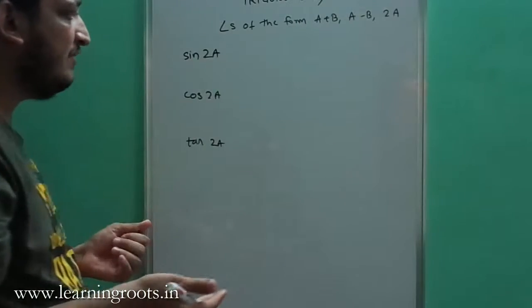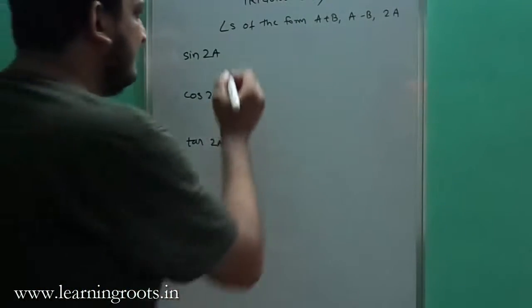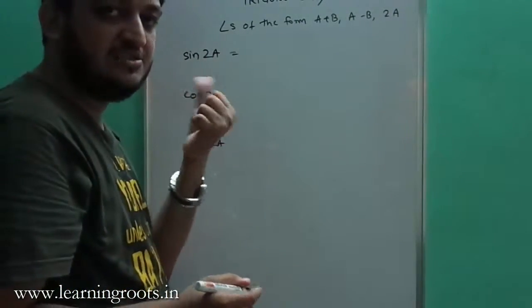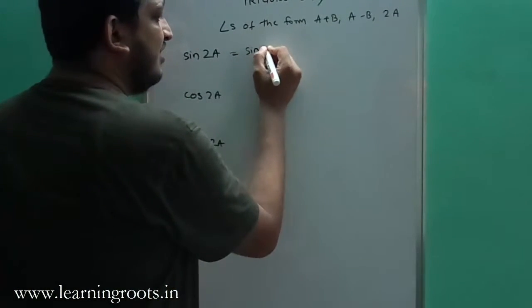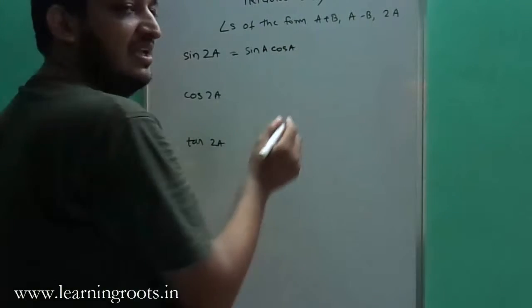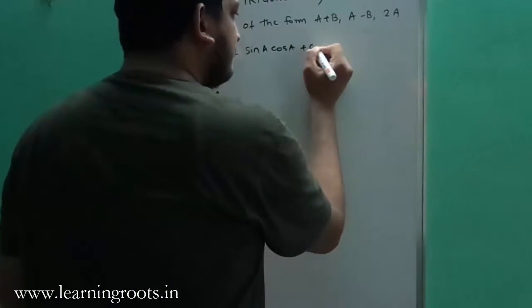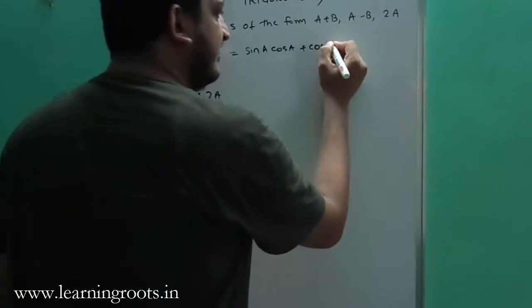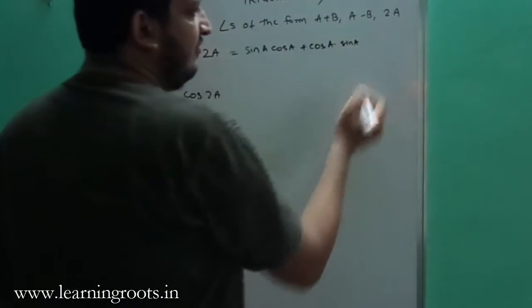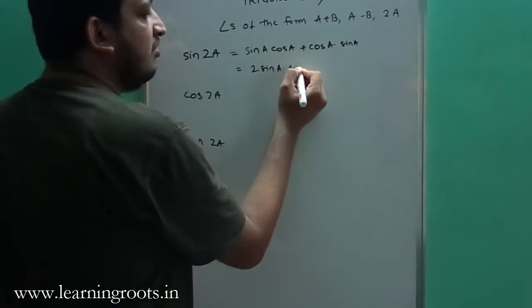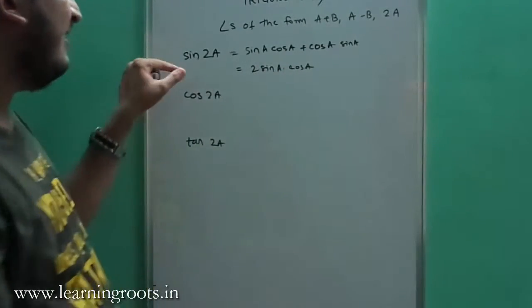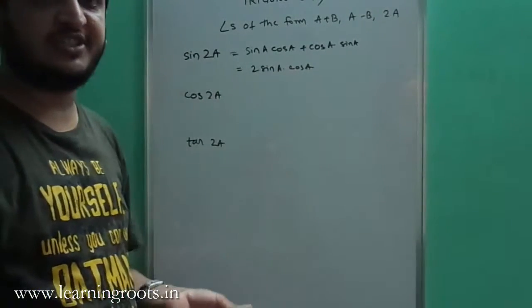Now if a is equal to b, what will happen to that expression? In the earlier case it was sine a cos b. Now a is equal to b here, so the first part will be sine a cos a, and the second part, instead of cos b, we'll be writing cos a, and sin a will be as it is. So this is nothing but 2 into sin a into cos a. You have to keep in mind that sin 2a is nothing but 2 sin a cos a, right?